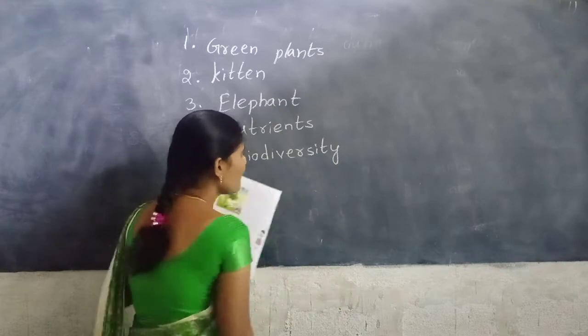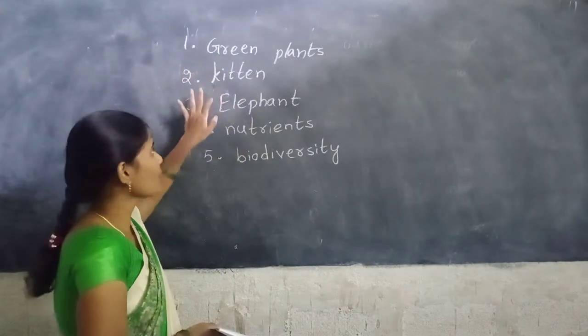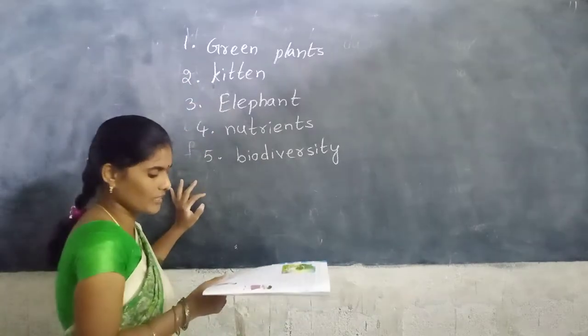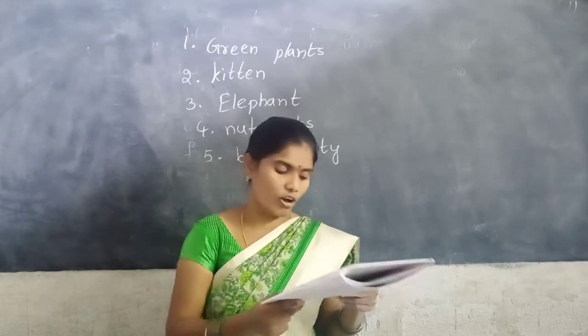It is called biodiversity. First one green plants, second one kitchen, third one elephant, fourth one nutrients, and fifth one biodiversity. Next, state whether the given statements are true or false.